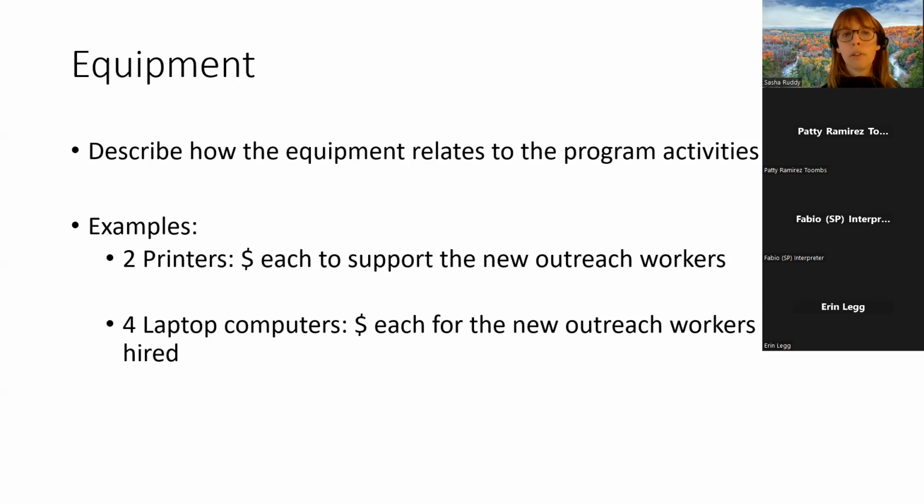So from this example, we have 2 printers. We still need how much they are each. And it's going to support new outreach workers. So maybe they work from home and they are printing flyers off. That's cool. We just need to know these details. We need to know what the items are, which is 2 printers, how much they are a piece, and that they are supporting outreach workers.